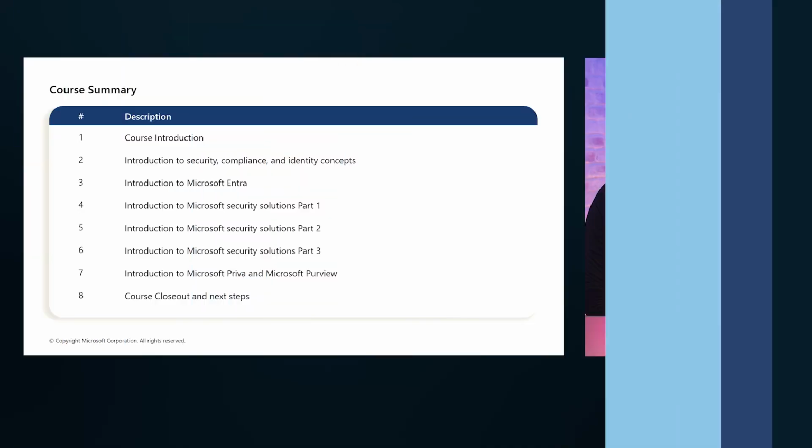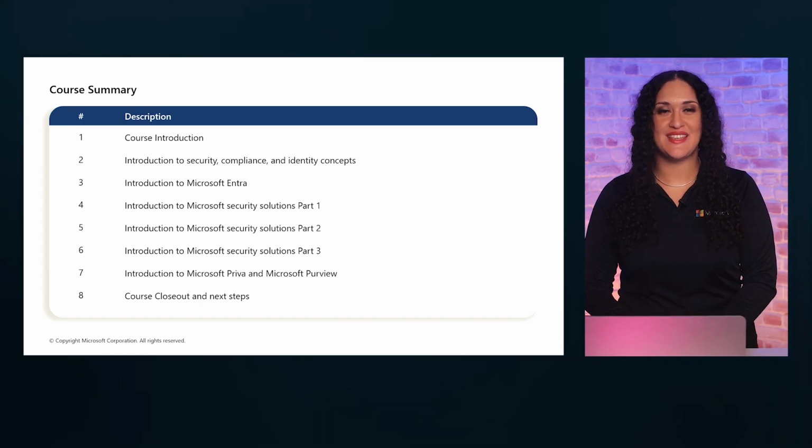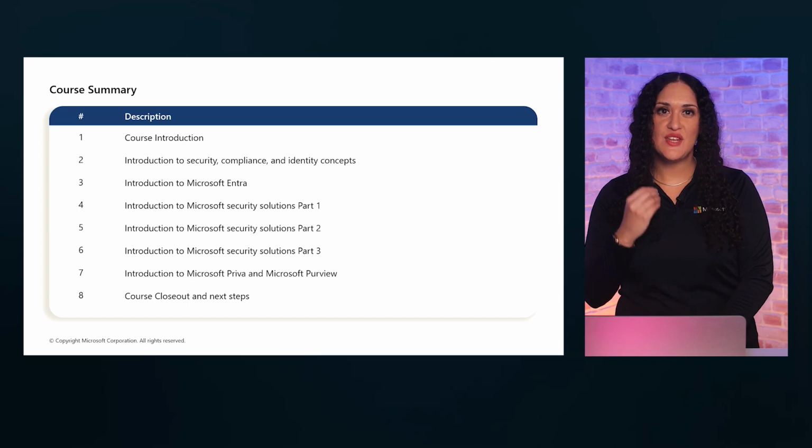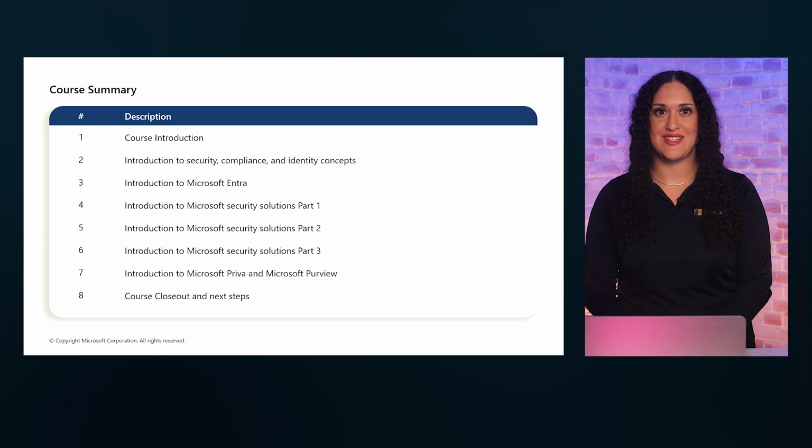Congratulations, you've made it! This concludes our course, SC-900, Introduction to Microsoft Security, Compliance and Identity. So let's recap what we've covered. We began by exploring the core principles of security, compliance and identity, building an understanding of zero trust, defense in depth, and the shared responsibility model that guides modern protection strategies.